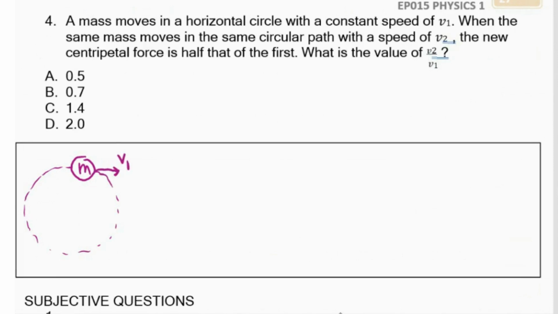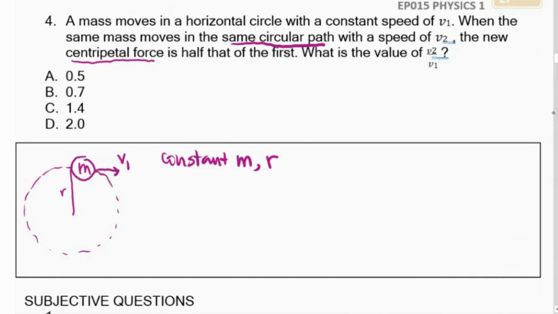When the same mass moves in the same circular path, what quantity do we keep constant? The mass m. Since it moves in the same circular path, the radius is also the same. This is the radius from the center to the circumference, that is r. The radius is the same because it is the same circle. The only quantity that changes is v. So here we have to find the centripetal force.